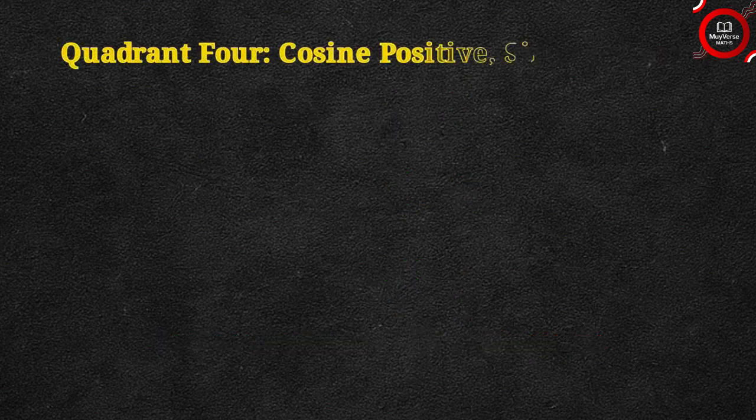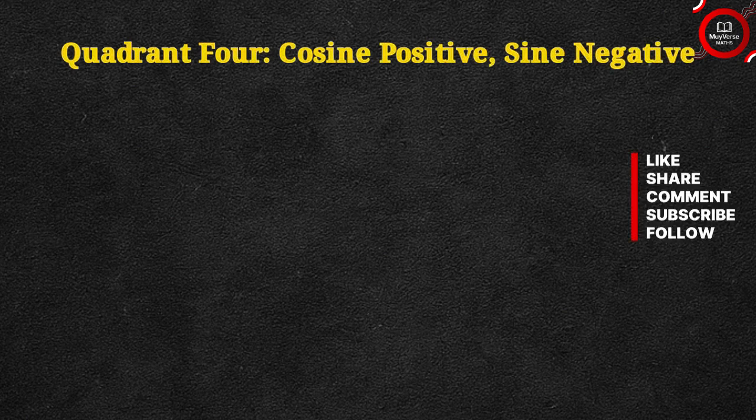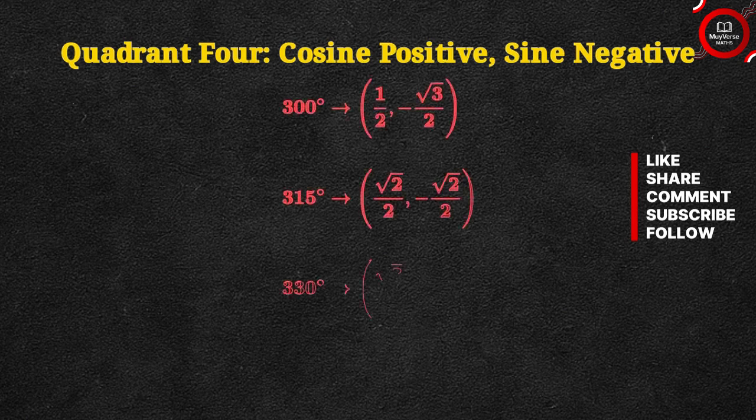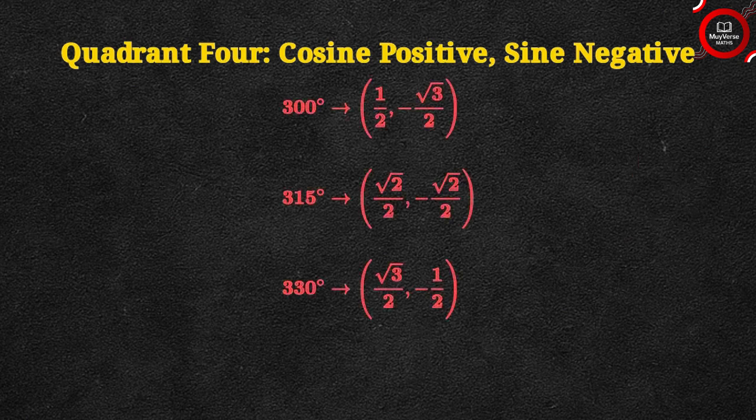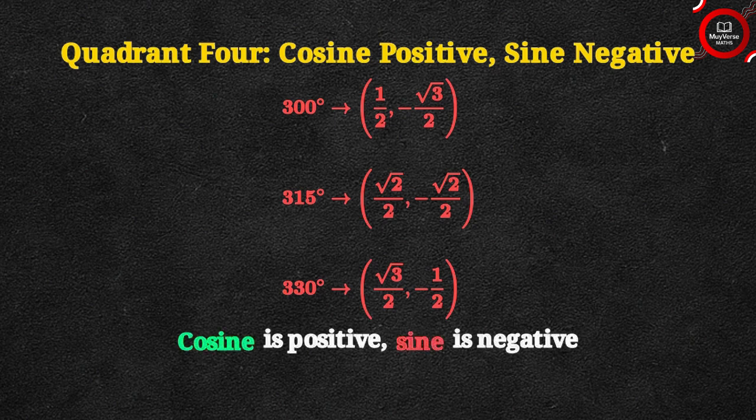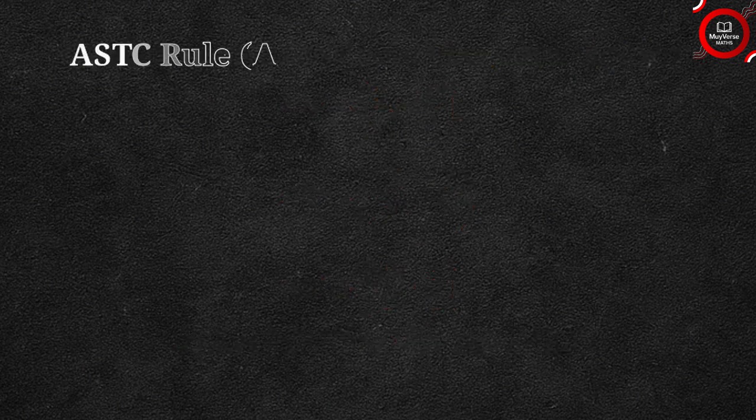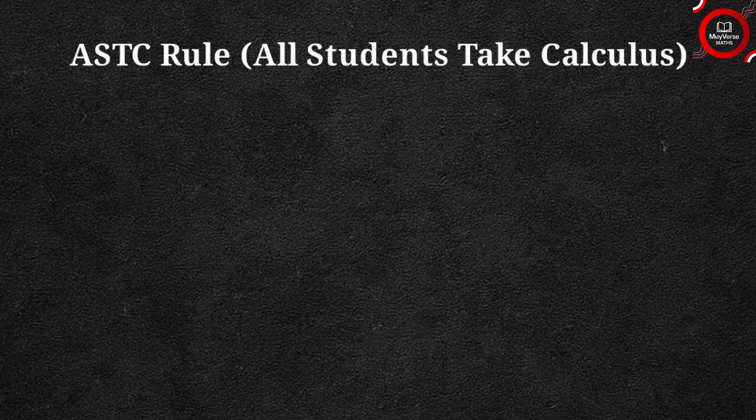Next, summary for quadrant 4. In this quadrant, cosine becomes positive while sine stays negative. Here are three standard angles and their coordinate pairs. Notice the x value is positive and the y value is negative. So in quadrant 4, remember, cosine is the x-coordinate and it is positive, while sine is the y-coordinate and it is negative.